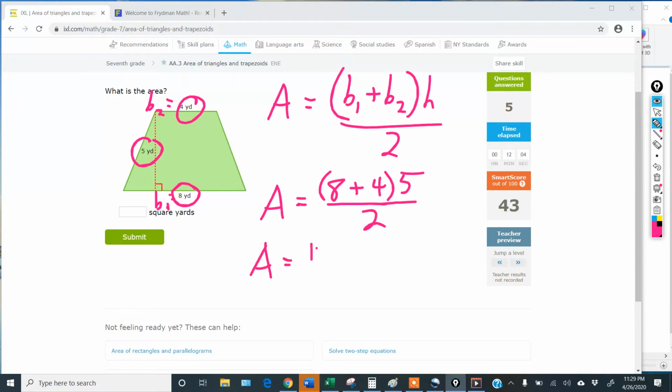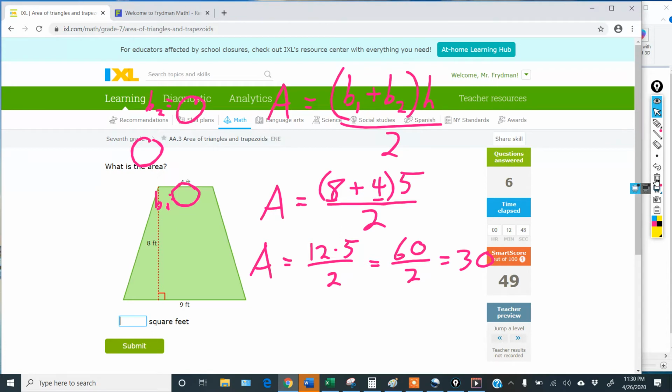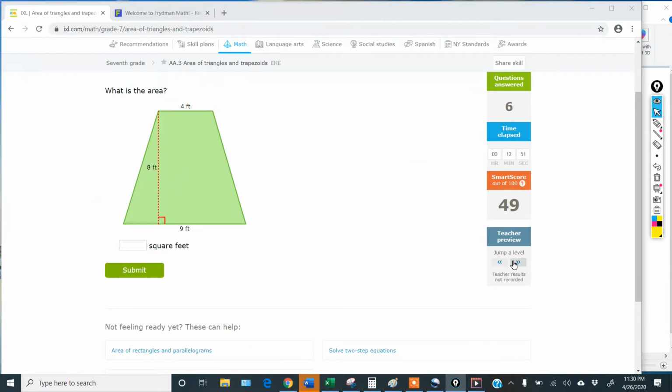So we get that the area is equal to 12, which is 8 plus 4 is 12, times 5. Remember, a dot can also mean multiplication. Divided by 2. So that's going to give us 60 divided by 2. 12 times 5 is 60. And 60 divided by 2 is 30. So we're going to get 30 square yards there. Well, okay, I was going to talk about the unit analysis again, but you're probably sick of me doing that, so I'll just type in the answer. 30 square yards. There we go. Okay, so we're getting another problem which is exactly the same. So we're going to jump a level.